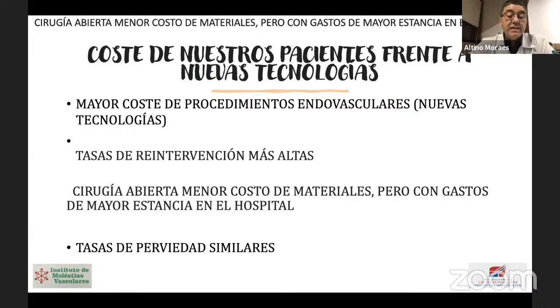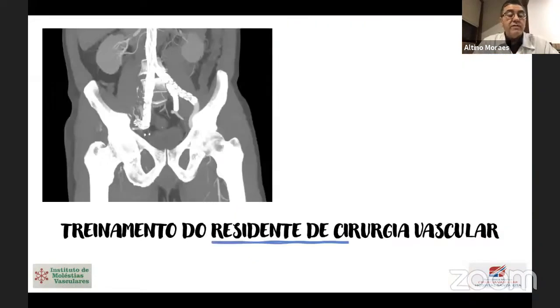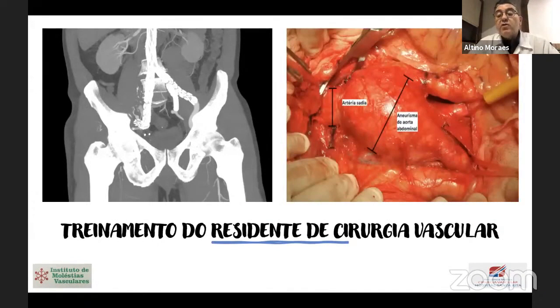E as taxas de permeabilidade são similares quando tratamos de pacientes com lesões femoropoplíteas. Então, a conduta terapêutica elegida para o paciente deve ser individualizada. Então, não se morre a cirurgia aberta. A cirurgia aberta é uma alternativa muito interessante para o paciente que não tem acesso às terapias mais novas. E para o treinamento do residente de cirurgia vascular, este tem que também conhecer toda a anatomia num paciente submetido à cirurgia aberta com cortes.